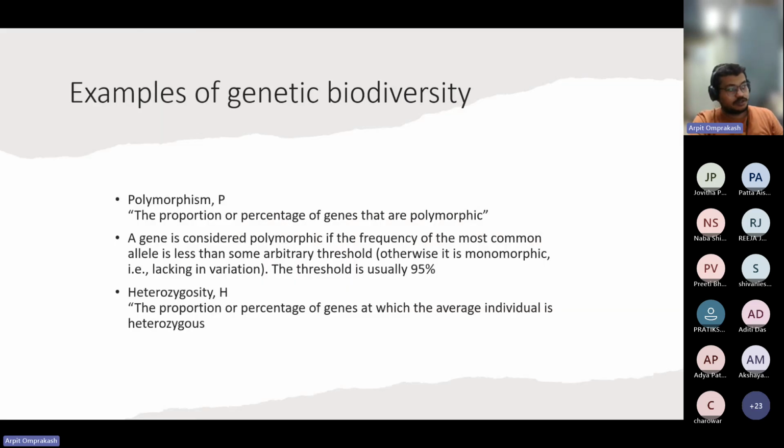So the two examples of genetic biodiversity when we are calculating. The first thing is polymorphism, which is denoted by P. Polymorphism is basically the proportion or percentage of genes that are polymorphic. So what does polymorphic mean? A gene is considered to be polymorphic if the frequency of the most common allele is less than some arbitrary threshold. Otherwise, it is monomorphic, that is, it is lacking variation. The threshold is usually set at 95%.